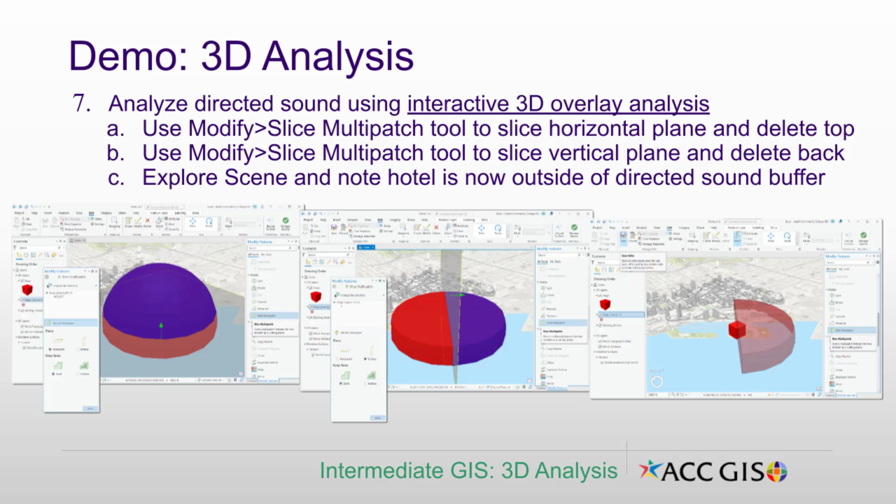In step 7, we'll see if we can mitigate the impact of the sound on the 2 hotel towers by analyzing directed sound using interactive 3D overlay analysis. First, under Modify Features, we'll use the Slice Multi-Patch tool to slice a horizontal plane and delete the top. So we're projecting the sound out towards the ground. And then we'll use the Modify Features Slice Multi-Patch tool again to slice a vertical plane and delete the back. So we're projecting the sound out towards the front of the stage. Last, we'll explore the scene and note that the hotel is now outside of the directed sound buffer.